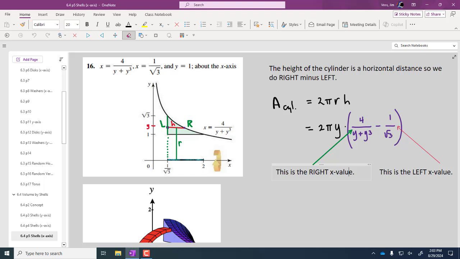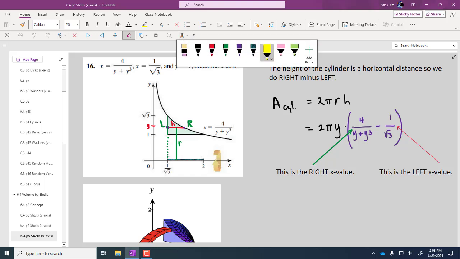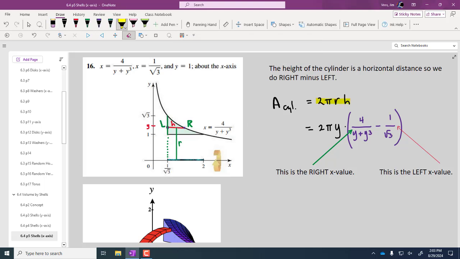So we've got our cylinder. And we all know the area of a cylinder. The area of a cylinder is the circumference, 2 pi r, multiplied by the height. 2 pi r h will give us the area of our general cylinder.